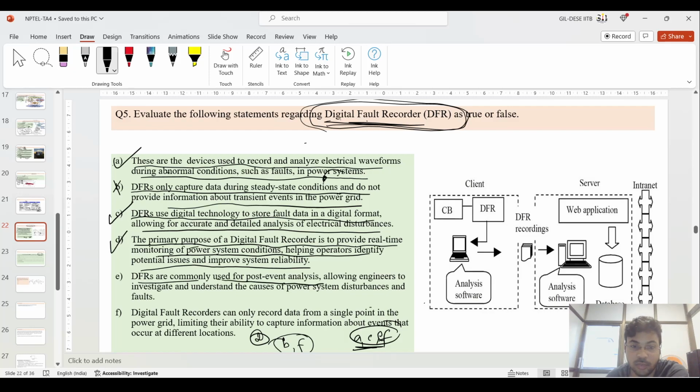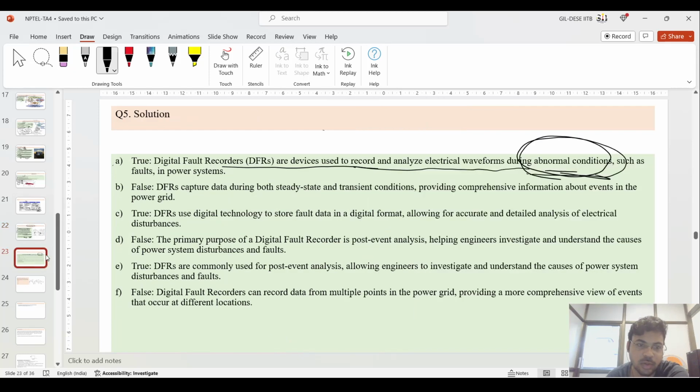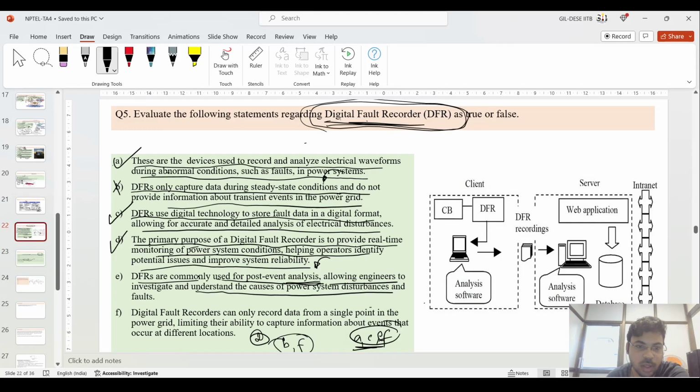And coming to the E part, DFRs are commonly used for post-event analysis. That is false, because in the pre-condition, that is during the event, you can also use it, allowing engineers to investigate and understand the causes in the power system. This is the way such answers can be given. It is true in one sense, but false in another sense also. DFRs are commonly used for post-event analysis. That is true, but it has a certain time duration, that you can do the real monitoring using this post-event data after learning from it.